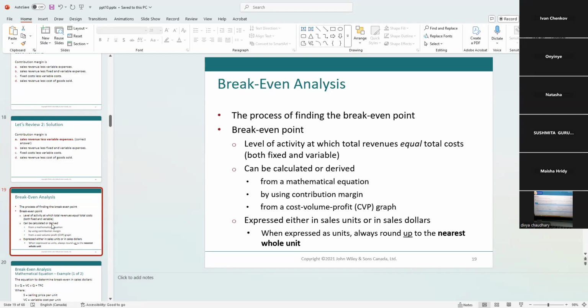So now, how can we calculate it? We can use the mathematical equation, we can use the contribution margin formula, and we can use a cost volume profit diagram or graph. Now, when we're rounding the numbers, we're always going to round up to the nearest whole unit. This is what the question asks you, so be careful. Always round it up to the next nearest whole unit. However, in reality, can you round up the number of units that you're selling?